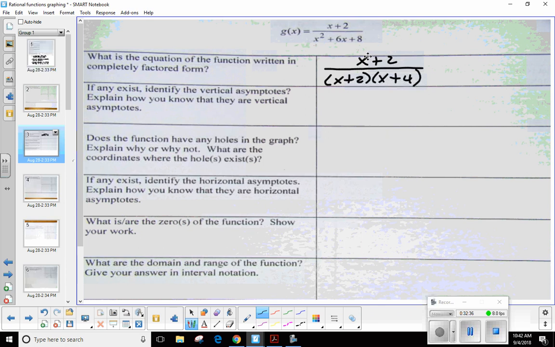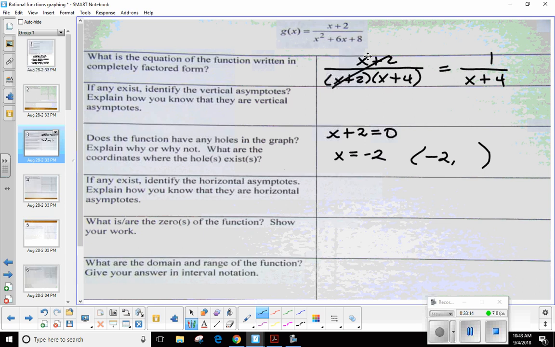Okay, Shayna, yes or no, is there a hole? Yes. Okay. Ethan, how do we know that? Okay, we had a common group factor that cancels. So we didn't do this on the last one, but you can rewrite it again. It's just 1 over x plus 4 if you want to. Okay, so I'm going to take that group that canceled. I'm still going to set him equal to 0. So x equals what? Negative 2.